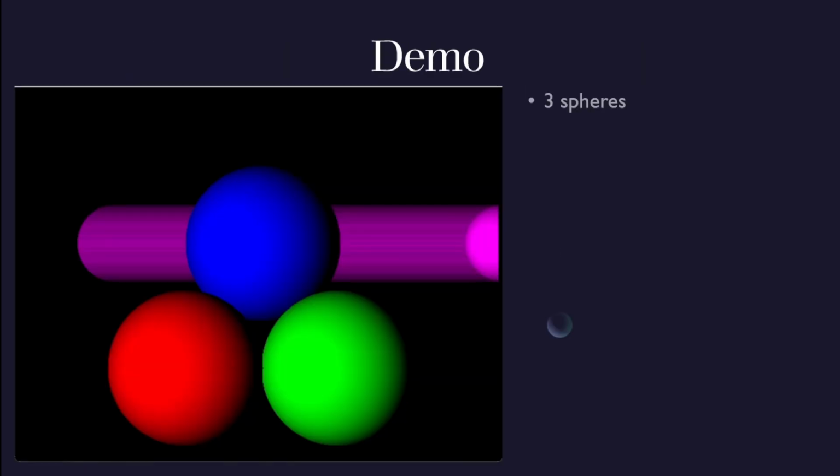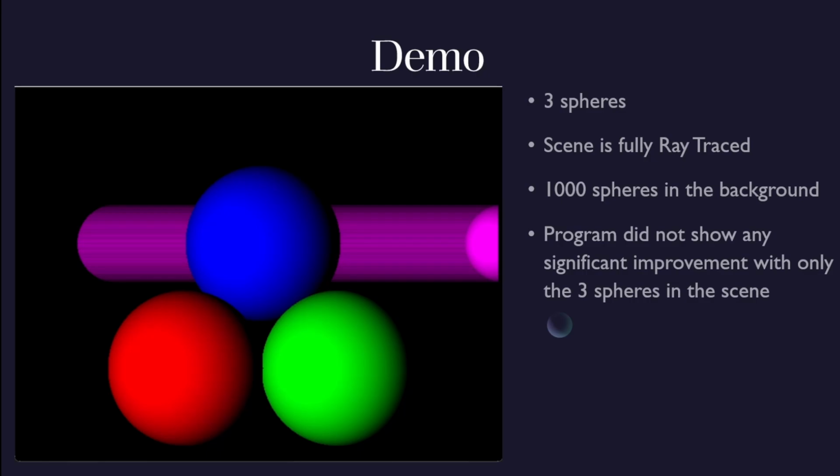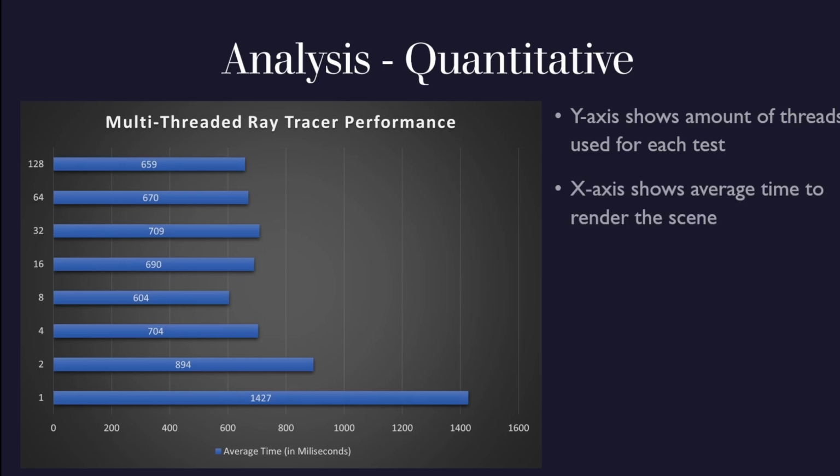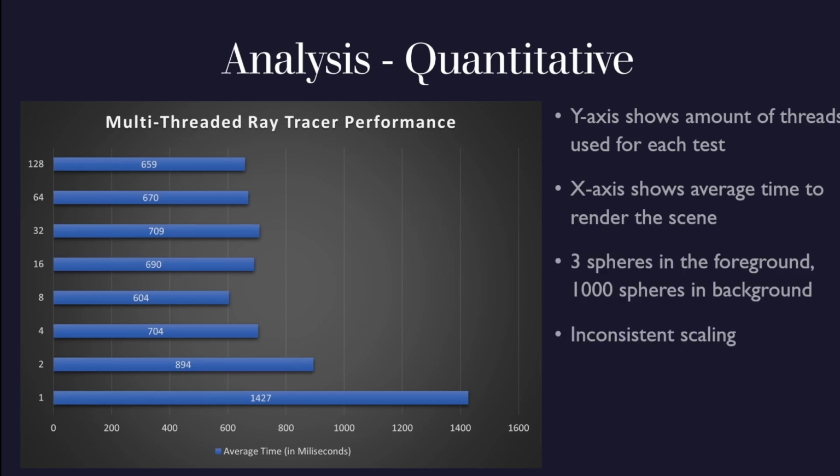As you can see, there are 3 spheres in the foreground. There's also 1000 spheres in the background. This is because with just 3 spheres, my program did not show any significant benefit from the multi-threading. These are the performance results. The y-axis shows the amount of threads used for each test, and the x-axis shows the amount of time to render the scene. The scalability and percentage difference between each data point has inconsistent scaling.